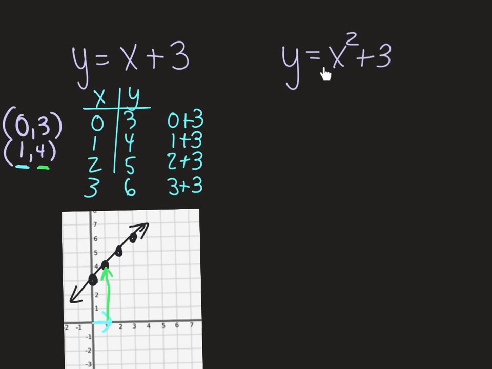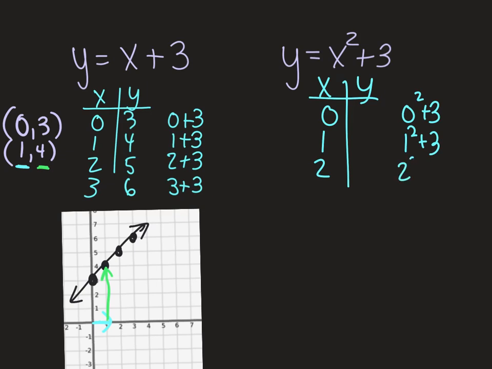Well, this is going to be very similar in the fact that we're going to make a table. We're going to pick some numbers and then we're going to graph them. So if I pick, let's say I pick 0, 1, and 2, same as I did before. I stick it in and I do order of operations, 0 squared plus 3, 1 squared plus 3, 2 squared plus 3. The answer would be 0 squared is 0, 0 plus 3 is 3. 1 times 1 is 1, 1 plus 3 is 4. 2 times 2 is 4, 4 plus 3 is 7. So now I need to get a graph and start graphing these.